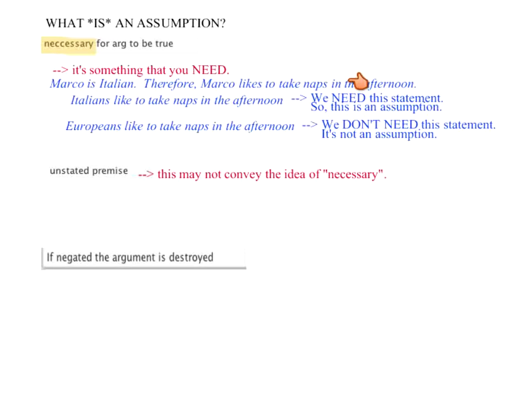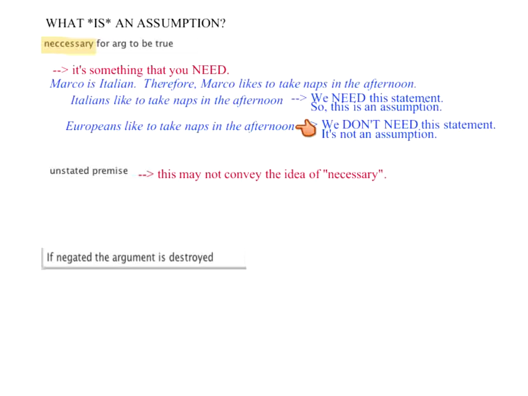The issue is not if I insert this, then does it help? The issue is, do I need the statement? And those are very different questions. When you say unstated premise, I think a lot of people mistakenly think that includes both of these. Because an assumption is not just a premise that if you add it, it works. Just make sure this is crystal clear that an assumption is something that is necessary.